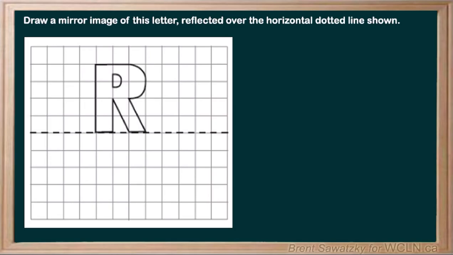So we're reflecting the R around our horizontal line here. So we can consider that as a vertical reflection. So let's get started here. First of all, one way to do this is just to identify a number of points, so vertices and places where things change here. And so that will give us our outline of the R.